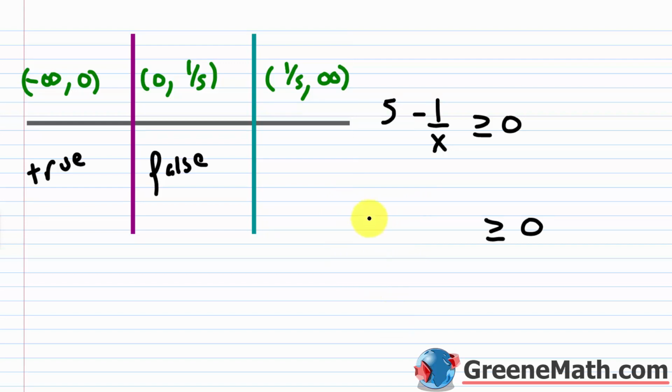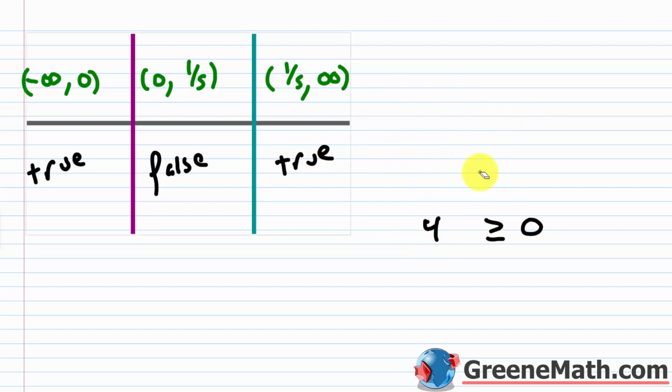So let's put 5 minus 1 over 1. This would, of course, be 1. 5 minus 1 is 4. 4 is greater than 0, so this is true. Okay? So now we know what our domain is going to be.